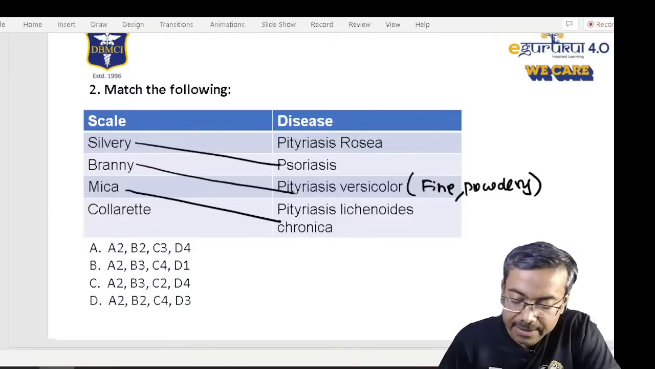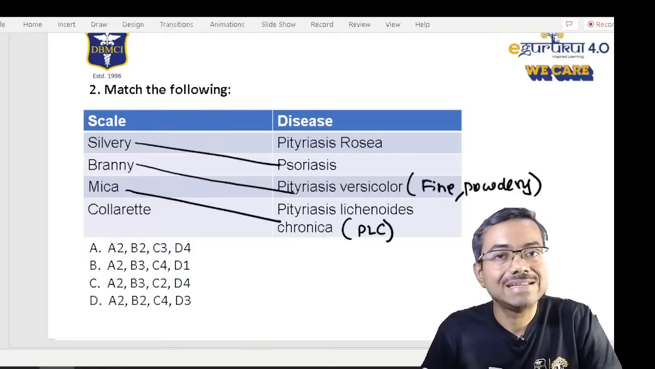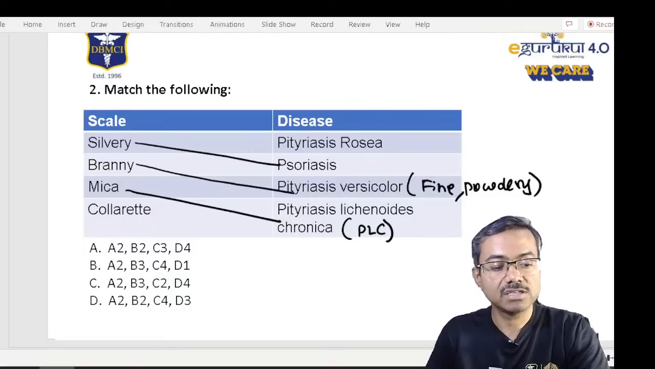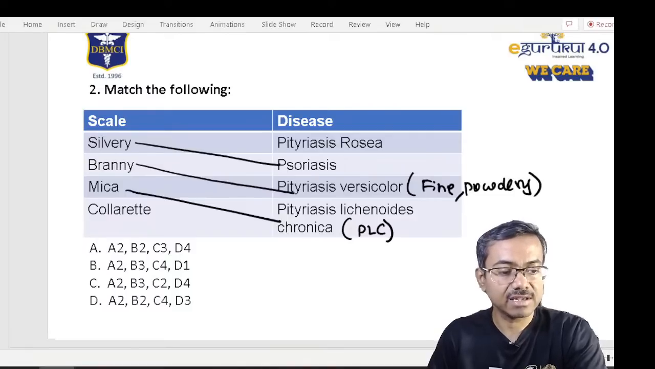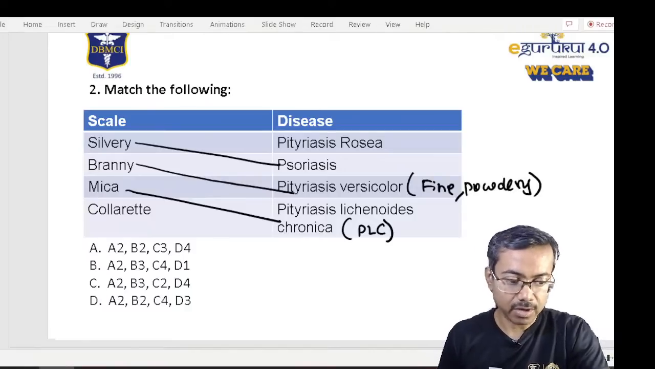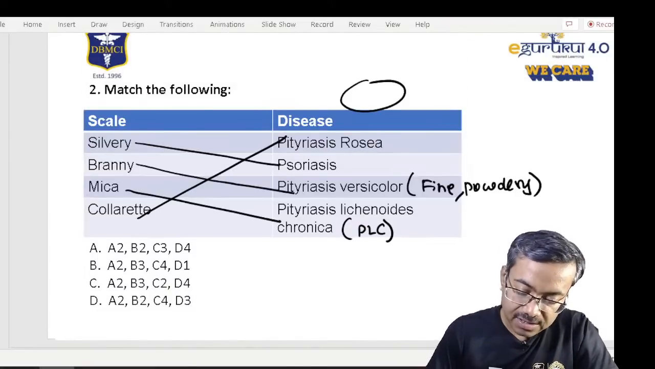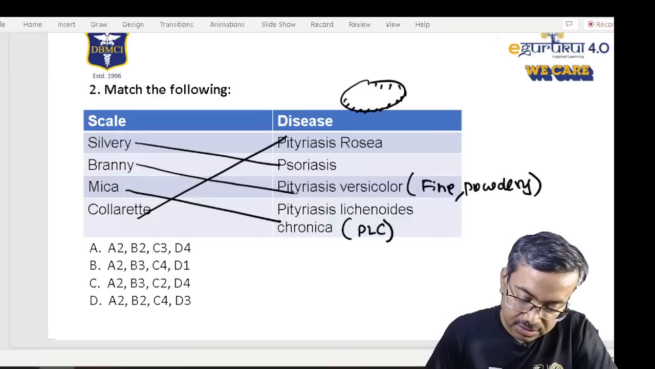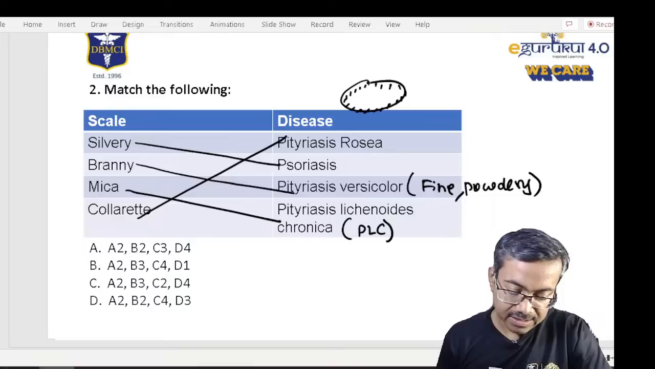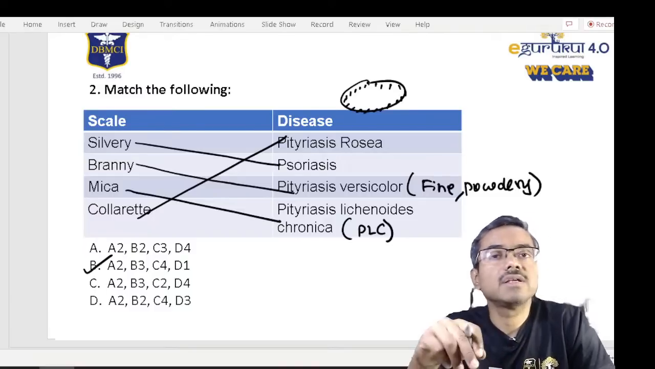Mica-like is seen in PLC. PLC is a chronic condition. The exact reason why PLC comes is not known. It's an immunological dysfunction, right? I'll show you what a mica-like scale would look like. Now, collarette scale is seen in pityriasis rosea. Collarette scale means a scale on the edge, like a collar of a shirt. So that is A2, B3, C4 and D1, right? So the second one is your answer for this.